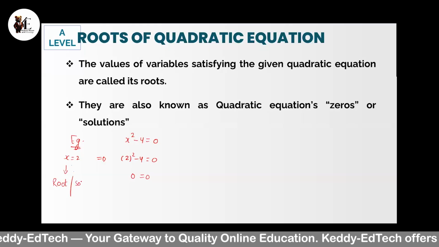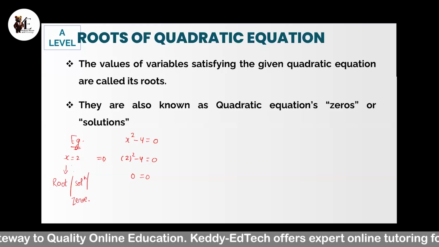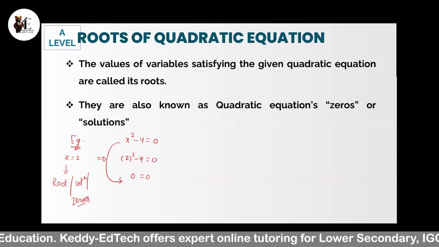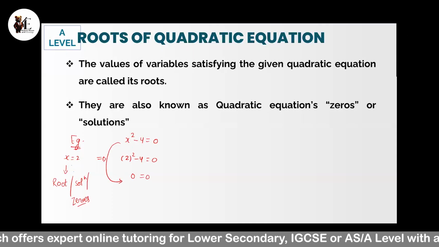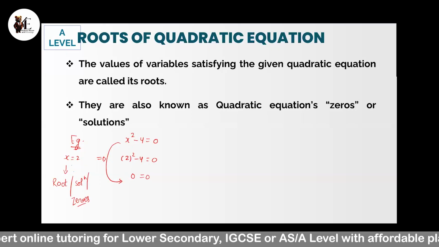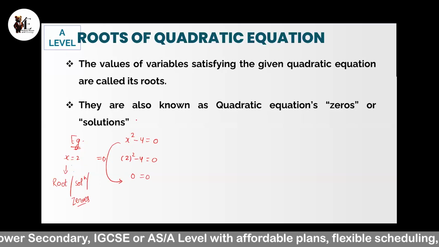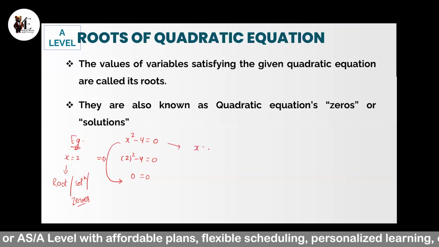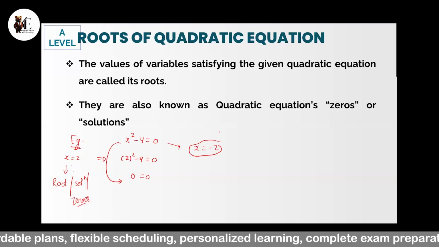It is also known as solution of the equation, and it is also known as zeros of the equation. As you can see, when I substituted x as 2, this has made the whole equation equals to 0. So these are the 3 names for the roots, that is root, solution, and zeros. Since I told you that its degree is 2, there will be 2 roots of the equation. And the second one will be x is equals to -2. How to find the roots of the equation, we will cover that later.